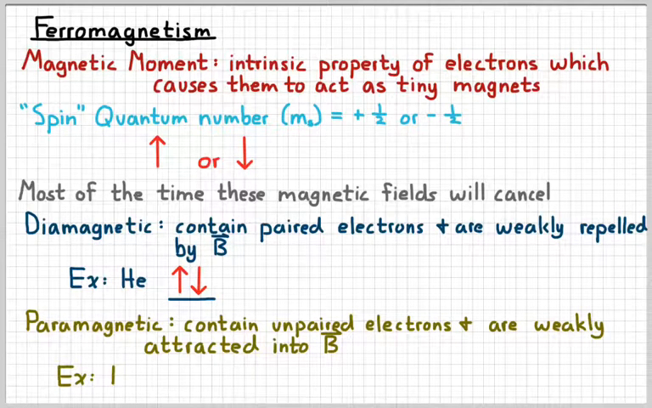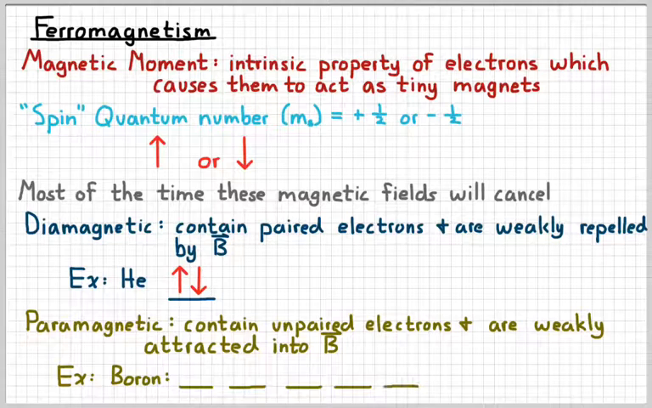An example of that would be boron. Boron has 5 electrons, and so if you do the electron configuration for boron, it would look like that. And so there would be 1 unpaired electron, so boron would be paramagnetic.